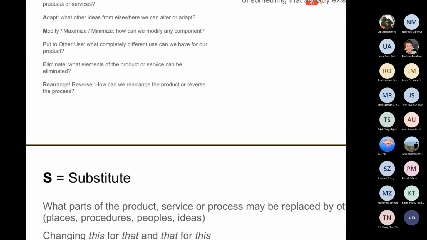And this one, we know what we can eliminate. The whole thing. The whole product. No, yes.